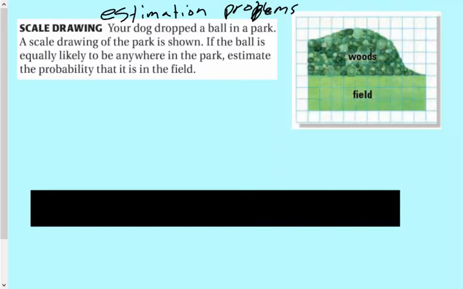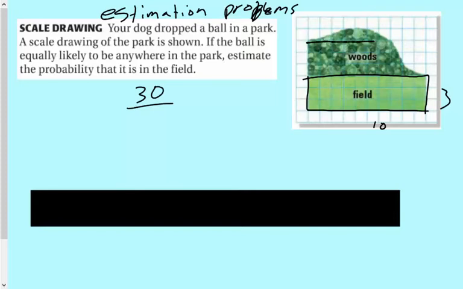Okay, so the field area is easy to calculate. It's a rectangle. So it's 3 by 1, 2, 3, 4, 5, 6, 7, 8, 9, 10. It's 3 by 10. So the area of the field is 30. Now I need the area of the entire thing.